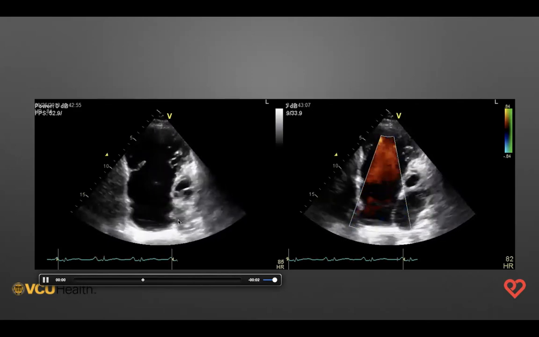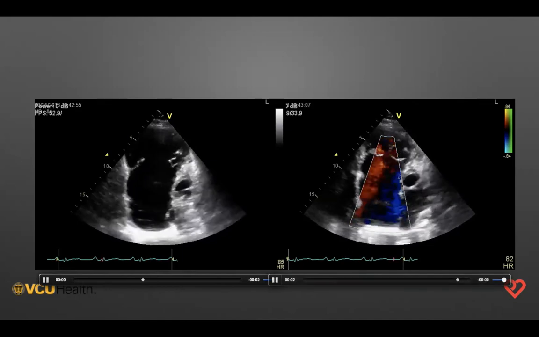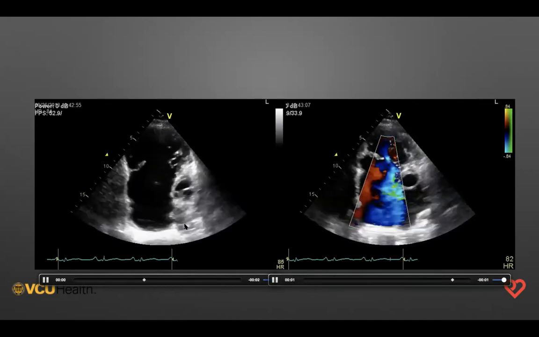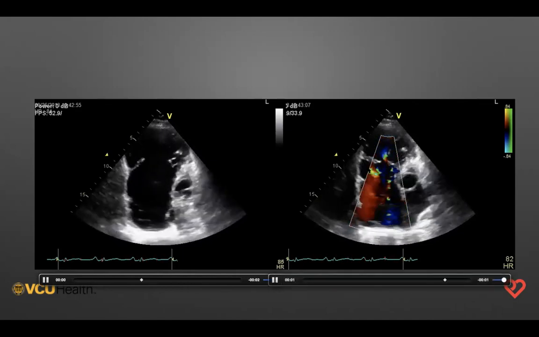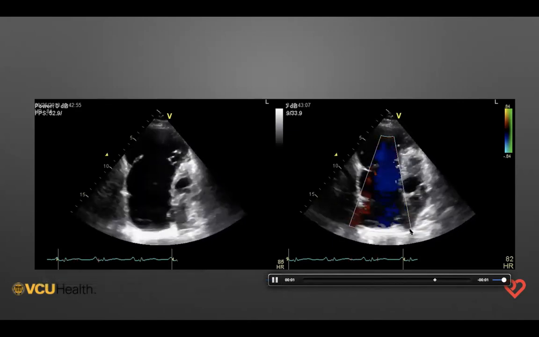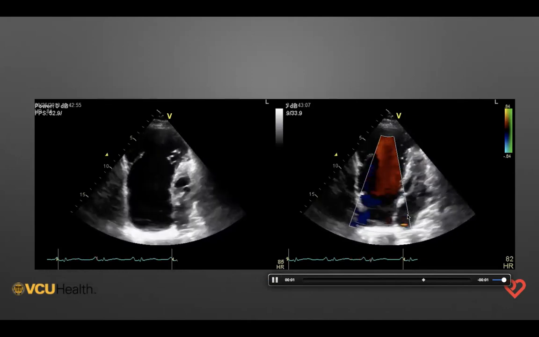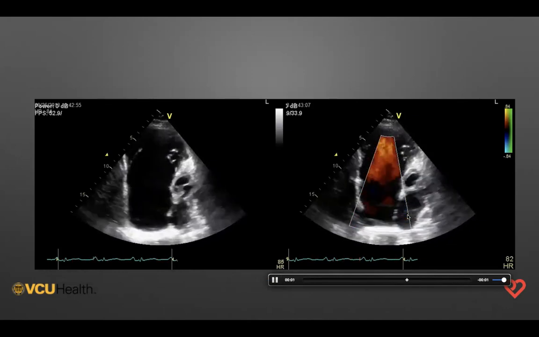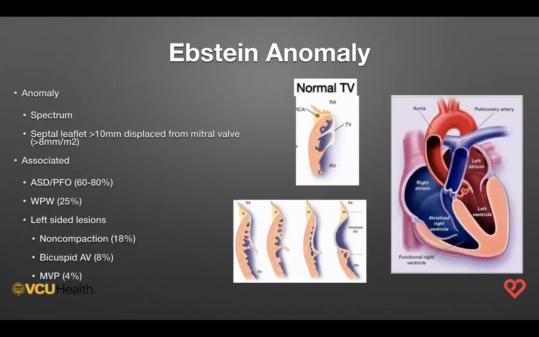You also see this abnormal septal motion, so you really need to investigate for any shunts at this level. Here's the severe tricuspid regurgitation, and if you look carefully, there's a hint of flow that occurs in this left atrium, suggestive of possibly an atrial communication. So this is Ebstein's anomaly.